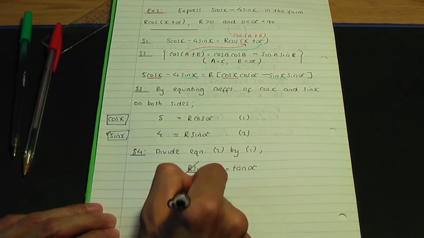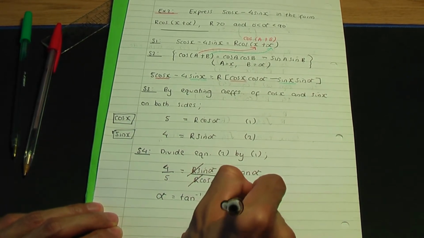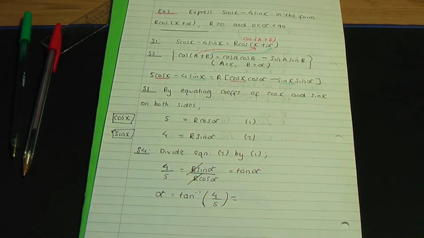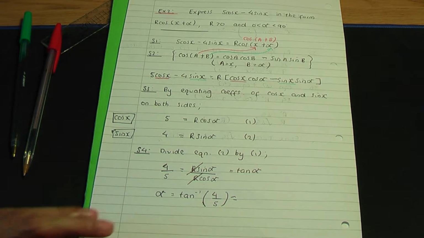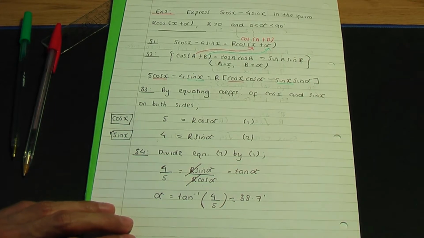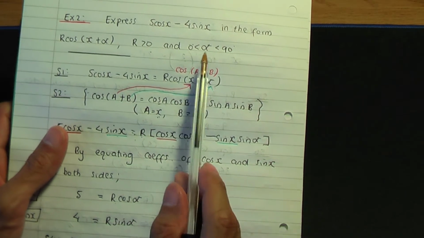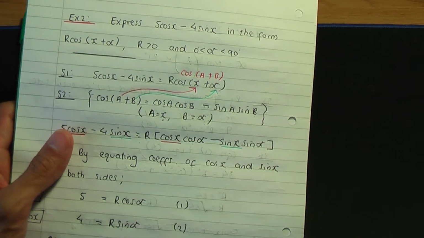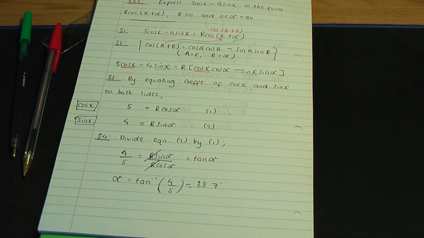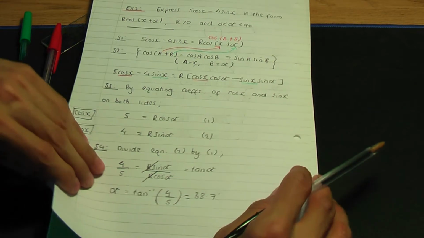And alpha will be the inverse tan of 4 over 5. So when you calculate the inverse tan of 4 over 5, you should get 38.7 degrees. And remember, at this stage, it's good to have this in your mind. Your angle for alpha should lie between 0 and 90, and indeed it does. So that is how you'd work out alpha. Now, let me continue further. So next step, step number 5.